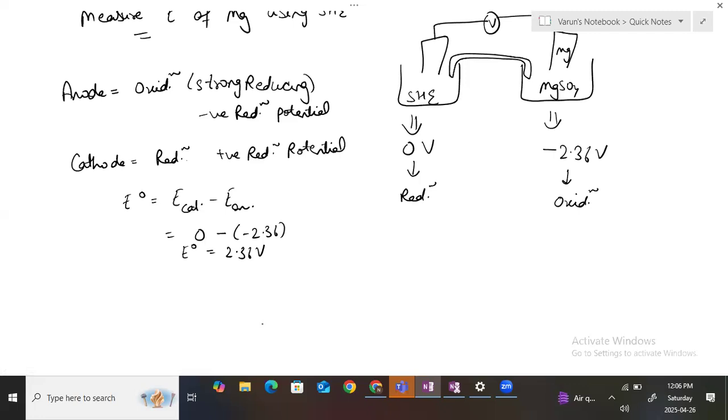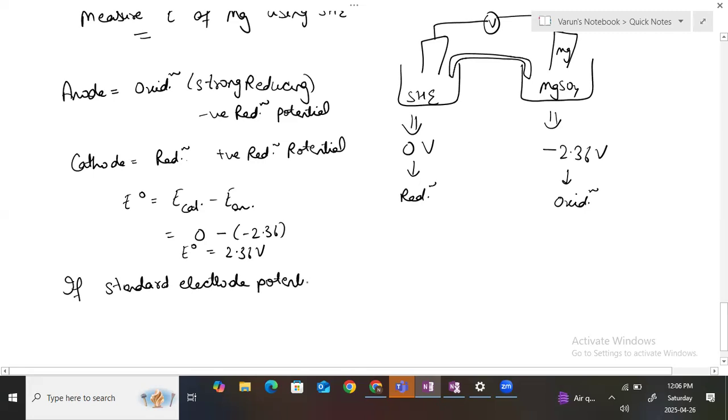Yes, ma'am. Got it. So I can say that if the standard electrode potential is negative, then what will it undergo? It will undergo oxidation, whose potential is lesser. So I can say that if the standard electrode potential is negative, it means the reduction potential for hydrogen will be 0. So hydrogen will undergo reduction if the potential is negative.